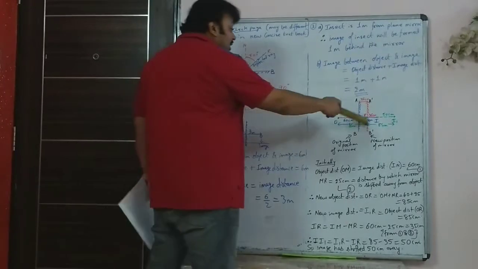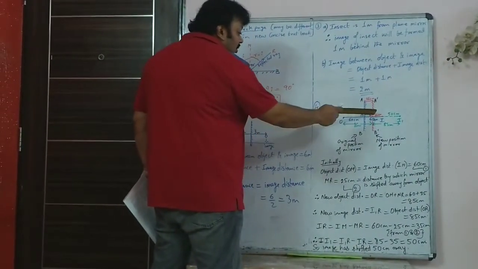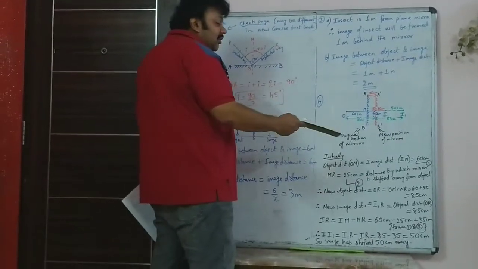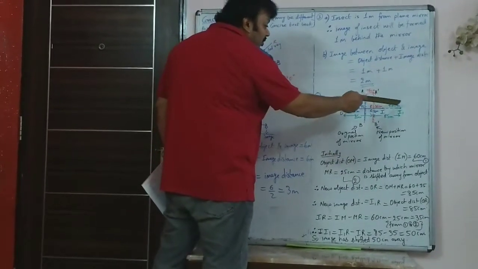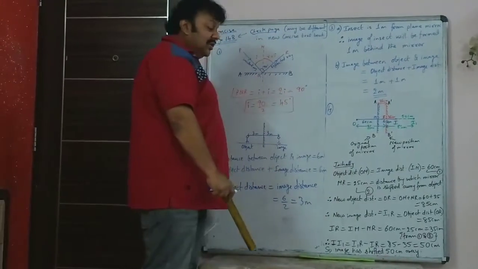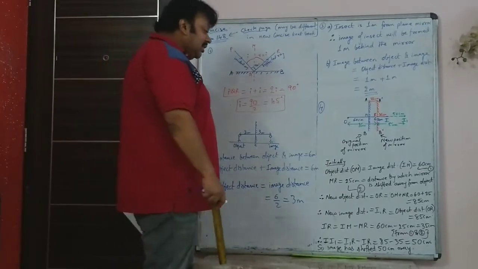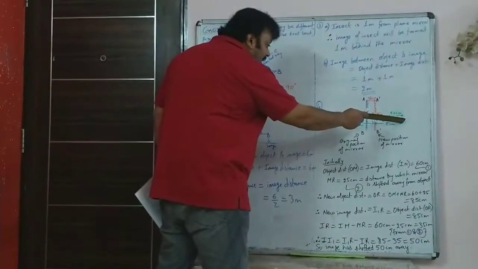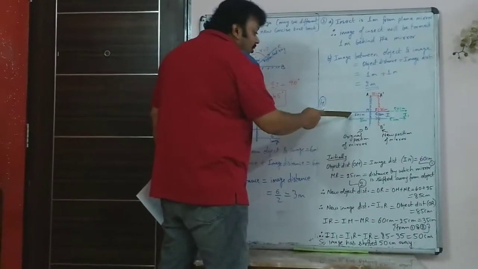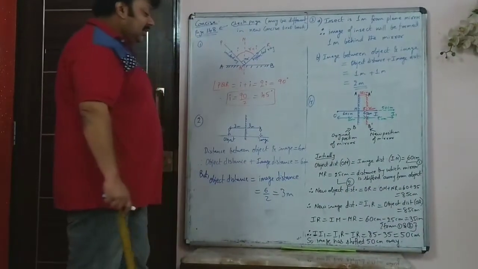So obviously the image distance will also get shifted, because this distance OR is 85 centimeter. So R to I1, that is the image distance, would also be 85 centimeter. So the image is now at a distance of 85 centimeter. You have I1R and OR both equal, that is 85 centimeter.